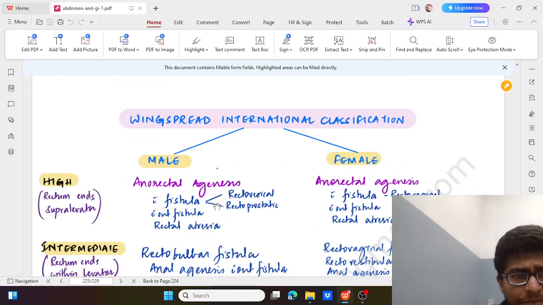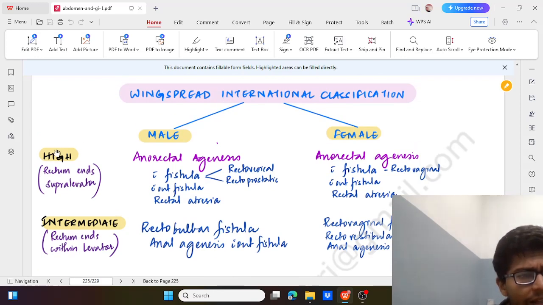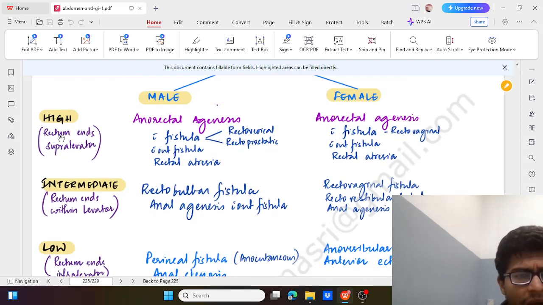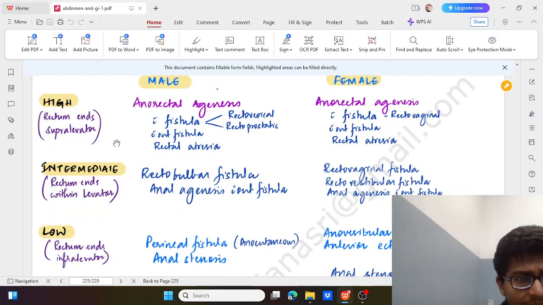So what are the types of anorectal malformation? We have the Wingspread international classification that divides them into high, intermediate and low anal malformations, and each is again divided into male and female due to the different organs in the pelvis. We'll see them one by one. In males, we have the urinary bladder anteriorly and the rectum posteriorly.